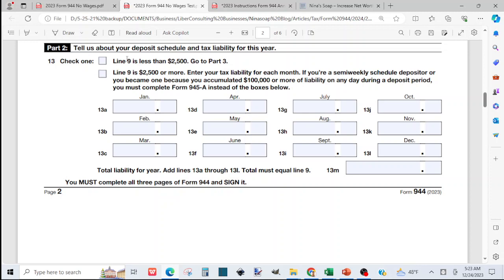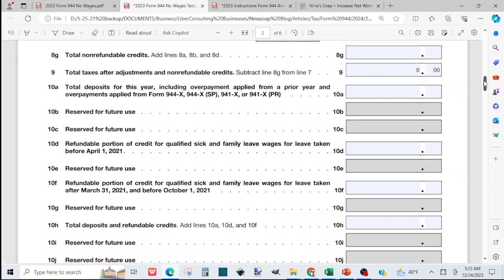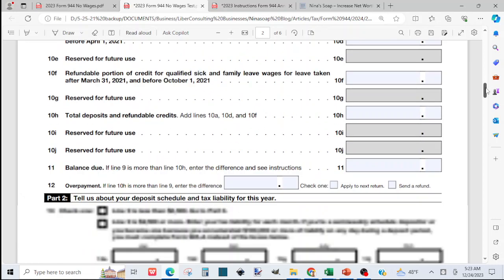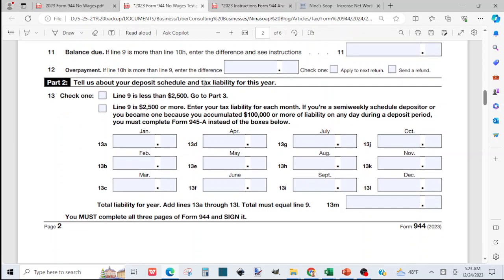So line 9 is less than 2,500, you go to part 3, and line 9 is the total tax, and total tax is 0. That's the line that we should not leave blank, therefore it is less than 2,500. You will check the first box on line 13. That's part 2 of form 944. You will check the first box for line 13, and you will go to part 3.